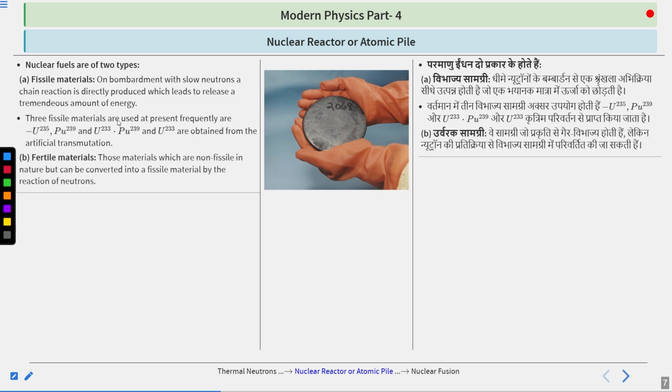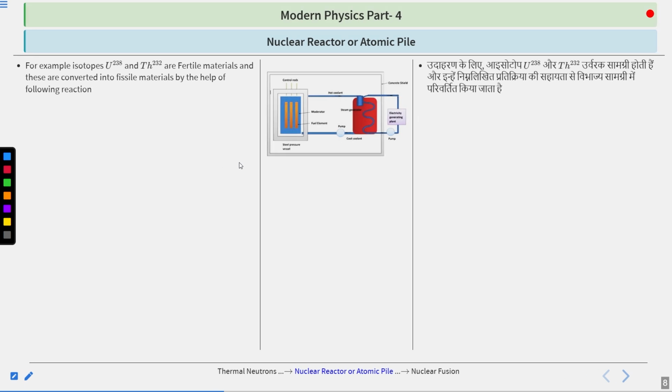Then the fertile materials. Those materials which are non-fissile in nature, but could be converted into fissile material by the reaction of neutrons, are known as fertile materials. For example, the isotopes uranium-238 and thorium-232. These are fertile materials and could be converted into fissile material with the help of the following reaction.